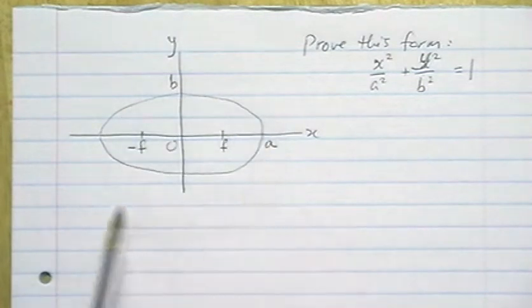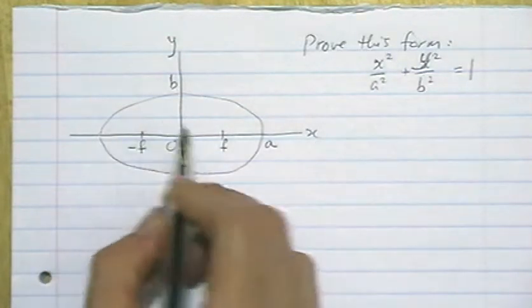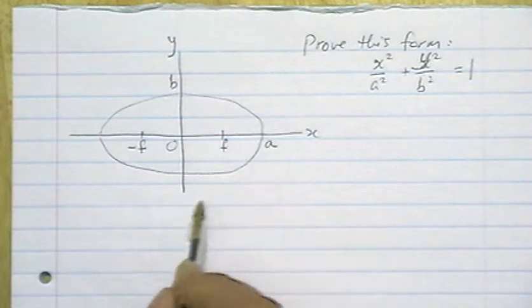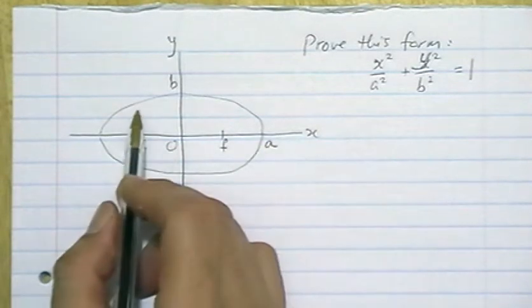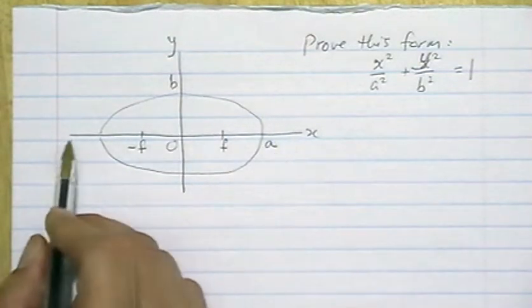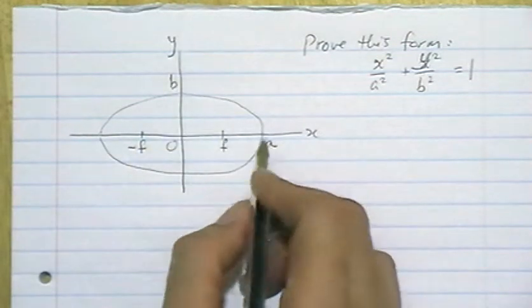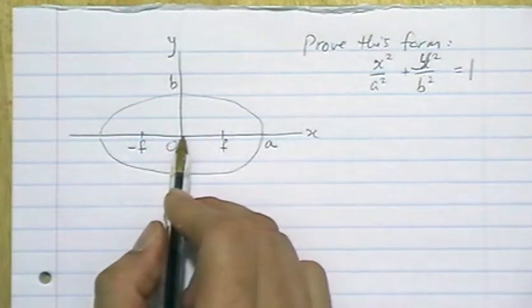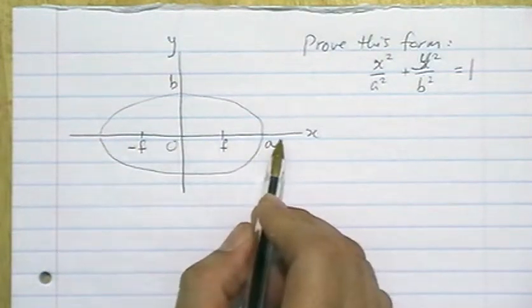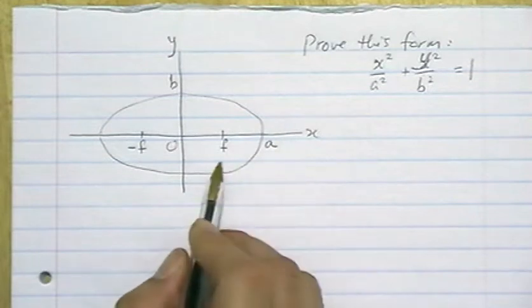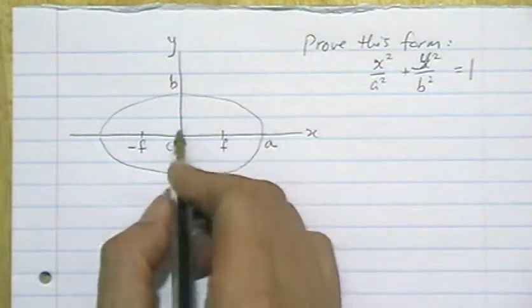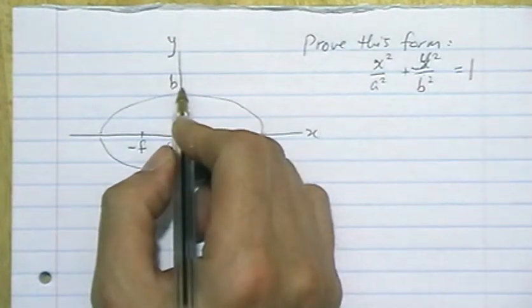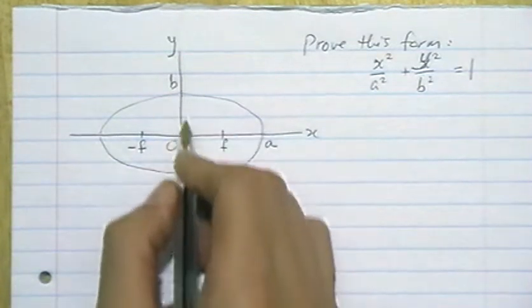I do not know yet that this ellipse has this form, but I'm just going to make use of the definition of the ellipse. I do know that an ellipse is symmetrical about two axes. So I'm going to let A be the semi-major axis, the distance from the center to the curve along the longer axis, and B the distance from the center to the curve along the shorter axis.